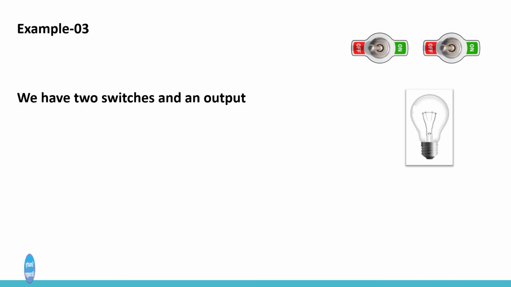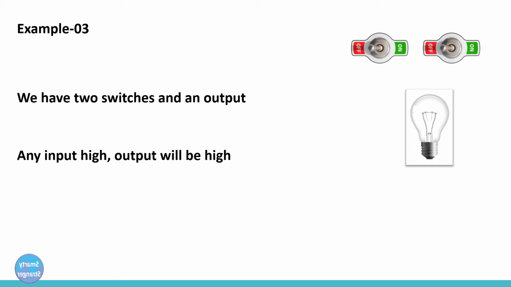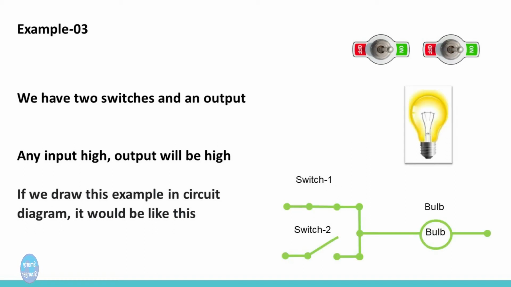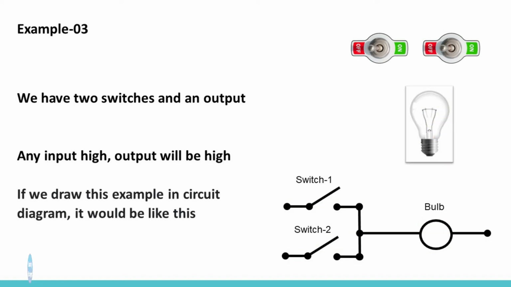Now we move forward. We have two push buttons and a coil. And our purpose is, when any input high, output will be high. If we draw this example in circuit diagram, it would be like this. When we press any button or close the switch, power moves forward. Circuit complete and bulb or lamp on. And when we open the switches, bulb or lamp off.